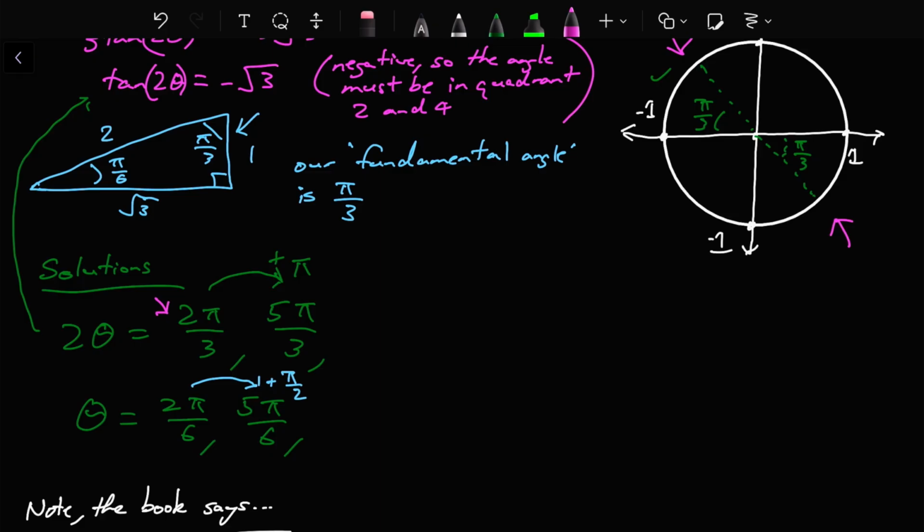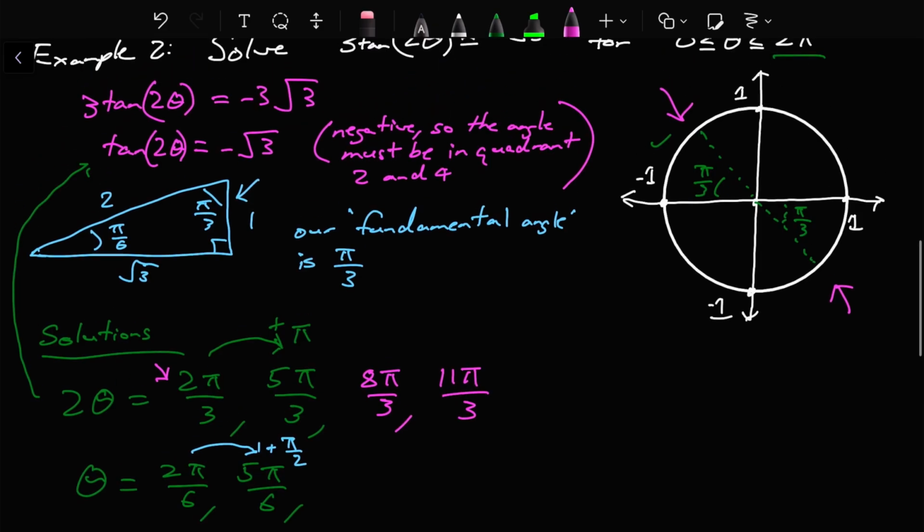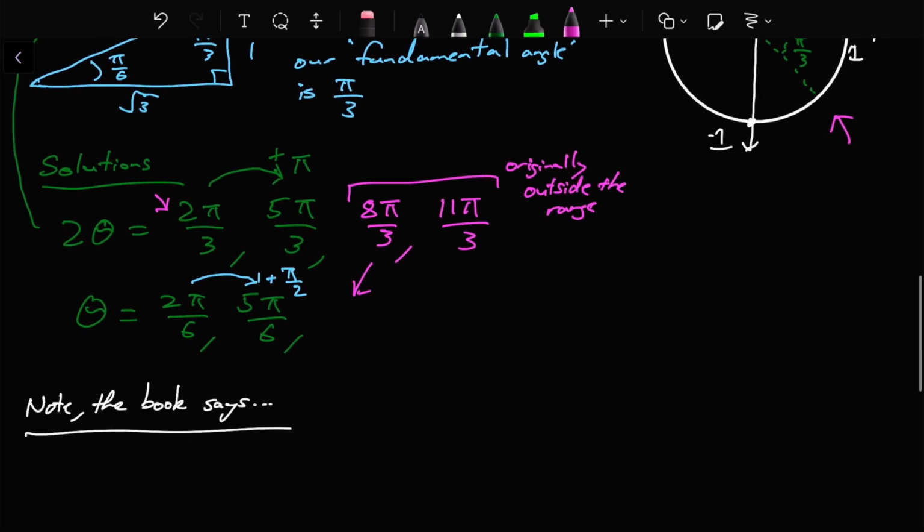So this is not just going to be 2 pi anymore. This is going to be plus 6 pi, so it's going to be 8 pi on 3. Okay, 8 pi on 3, and then it's going to be 5 pi on 3. We're adding another 6 pi, so 11 pi on 3. Okay, these are solutions. They're just originally outside the range, right? But because we're dividing by 2, these suddenly become in the range.